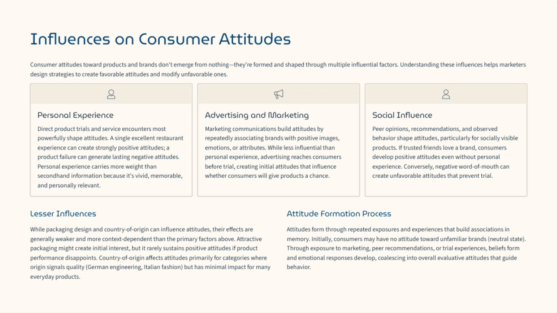Lesser influences on attitudes come from peer opinions, recommendations, and observed behaviors, especially for products that are socially visible. If your friends love a certain brand, you're more likely to develop a positive attitude toward it, even without trying it yourself. Conversely, negative word of mouth can create unfavorable attitudes and prevent someone from even giving the product a chance. Social influence is powerful, especially because people often look to others' opinions. When trusted friends advocate for a brand, that can significantly shape attitudes. This is why social proof matters so much in attitude formation.